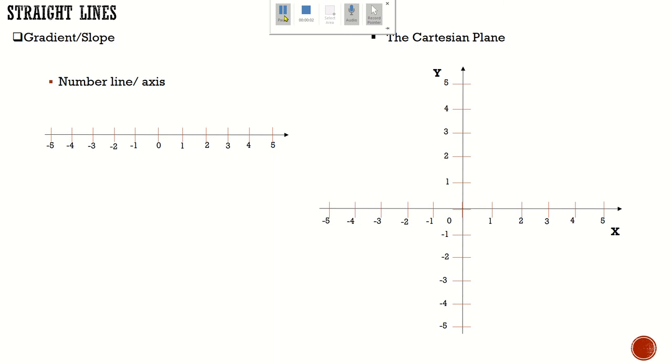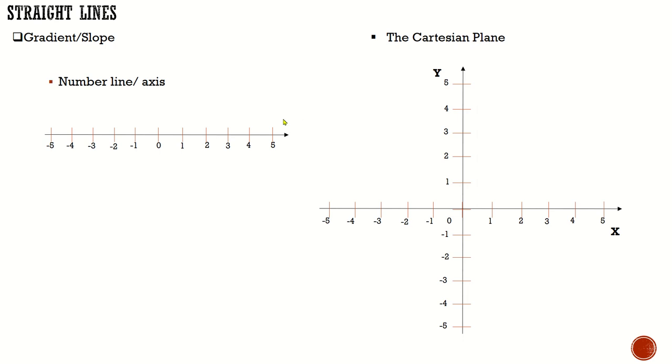Okay, in this lesson we're going to look at the Cartesian plane. Now the Cartesian plane is on the right, but before we get into the details of the Cartesian plane, let's talk about a number line, a more basic concept.